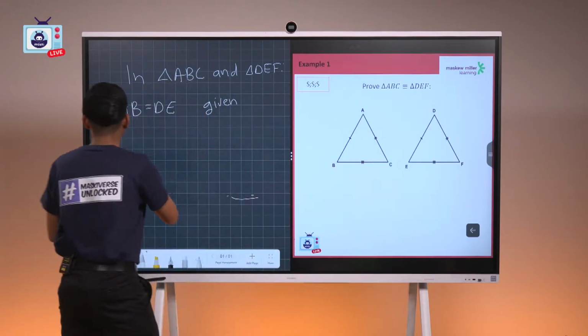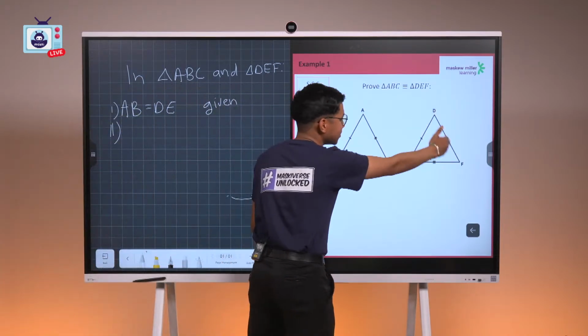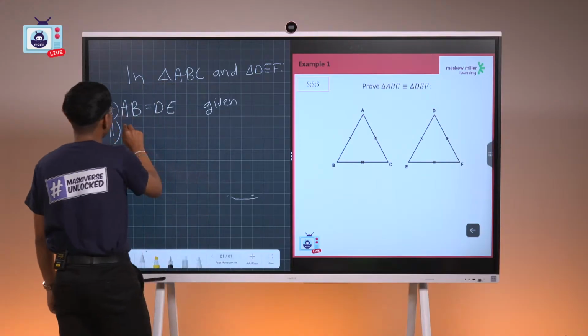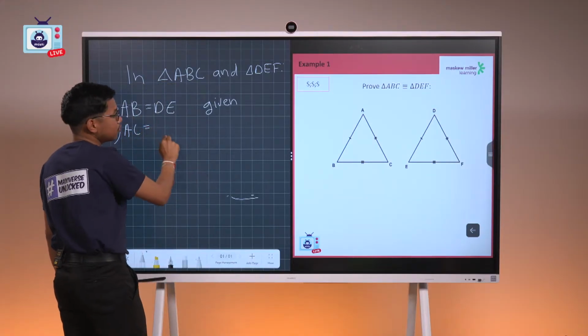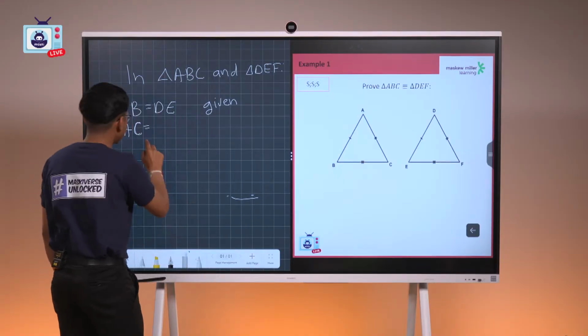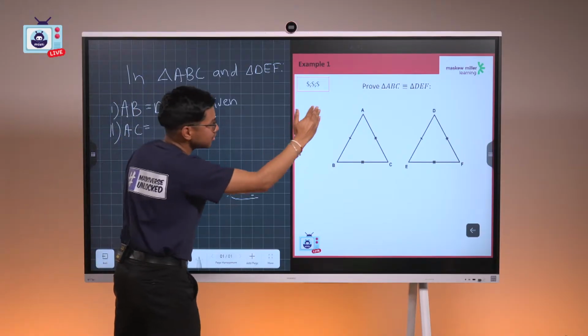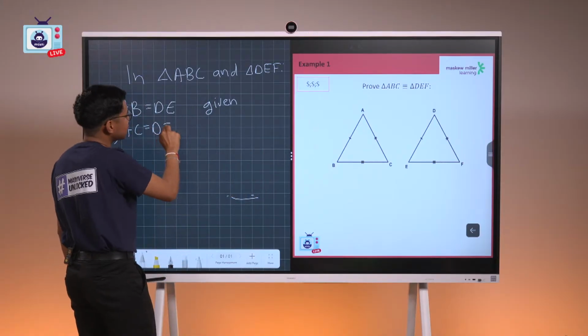Right, let's see what else is given to us. It's given to us that the side AC and the side DF are equal. So I can say that AC is equal to DF. This is a C here. Oh, let me rather do that a bit neater. So I can say that AC is equal to DF. That is also given.